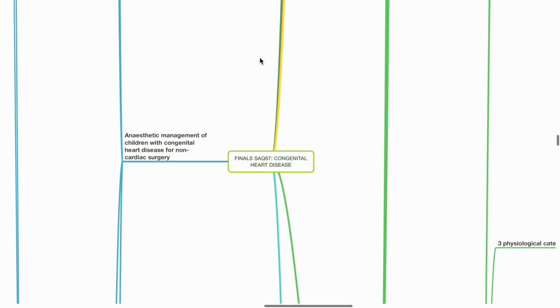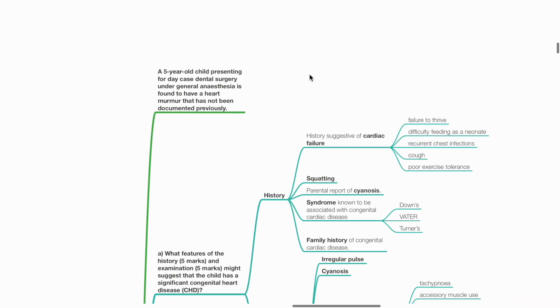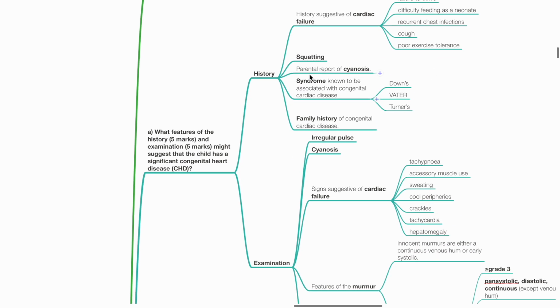Finals SAQ87 Congenital Heart Disease. A 5-year-old child presenting for day case dental surgery under GA is found to have a heart murmur that has not been documented previously. A. What features of the history and examination might suggest that the child has significant congenital heart disease?